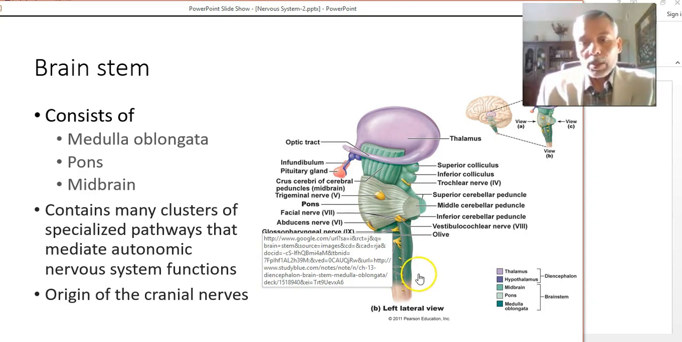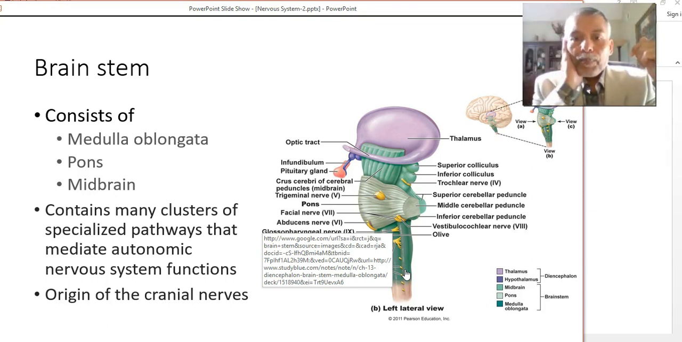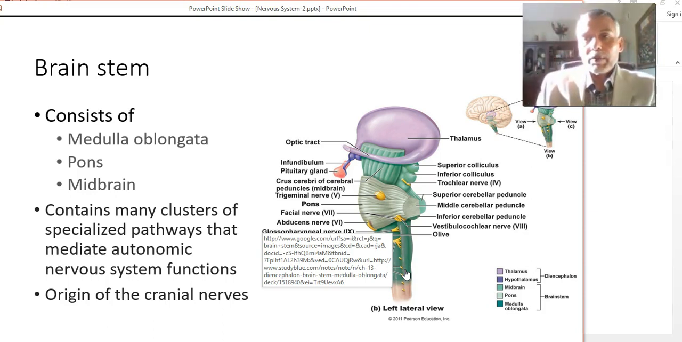Now let's look at the structures of the brain. We looked at the spinal cord, we looked at the ventricles, and the cerebrospinal fluid, and we looked at the meningeal layers. Now we look at the brain tissue itself.